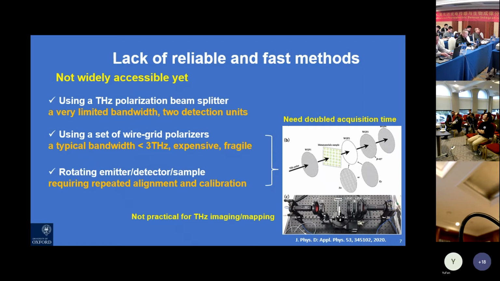And the third method is to rotate the emitter, the detector, or the sample by 90 degrees to measure the 2 orthogonal components of the terahertz electrical field vector separately. But both the second and third methods require double data acquisition time because you are measuring the signals separately, which is not practical for terahertz imaging or mapping applications.